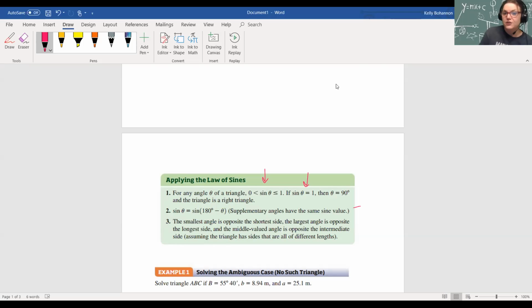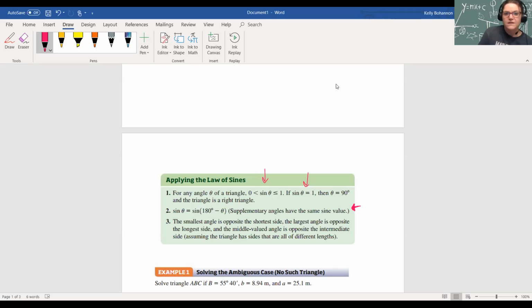Now here's what actually causes ambiguous case. Your calculator can only tell you one value at a time. So even though there are two angles that have the same sine value, it's only going to give you one of the two. And you need them both. So that's what causes ambiguous case. You need to remember that.